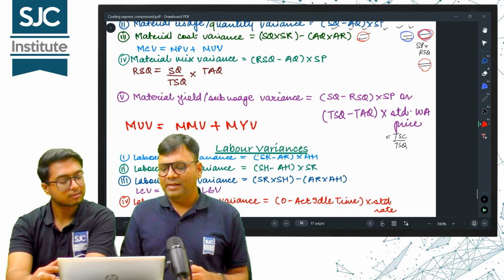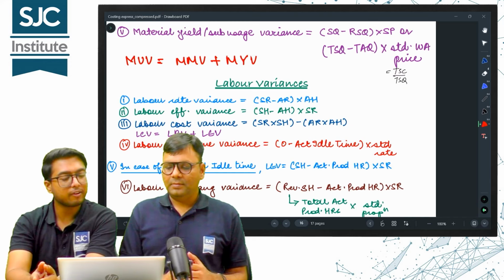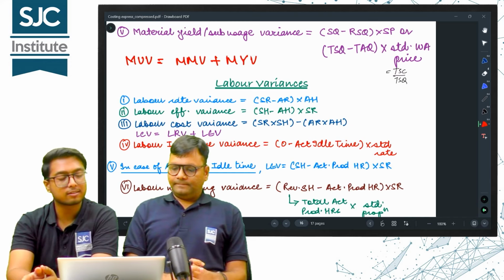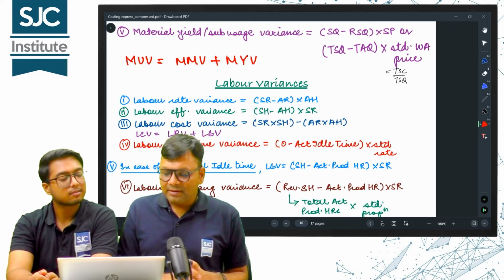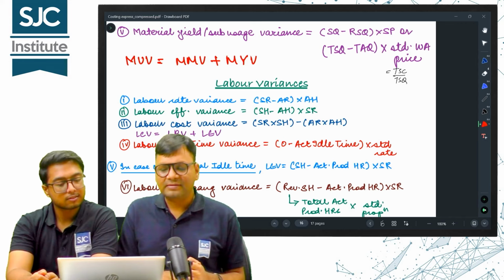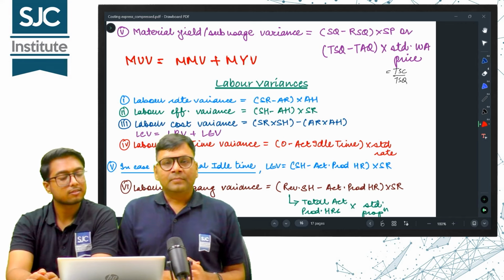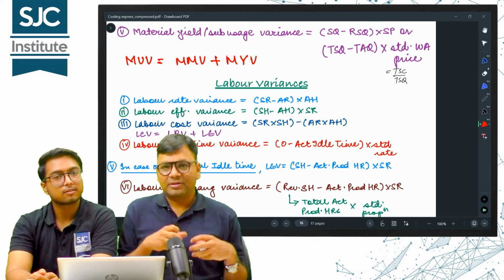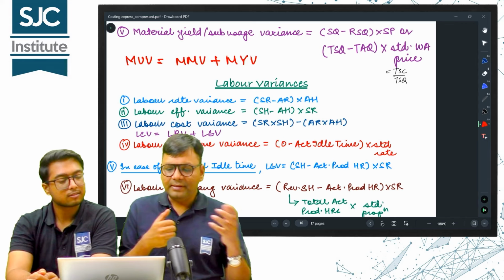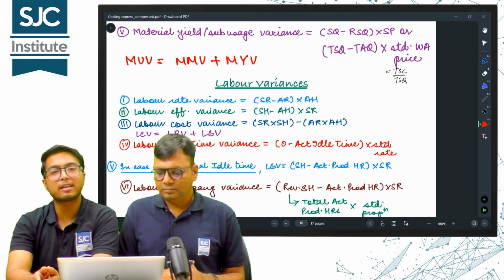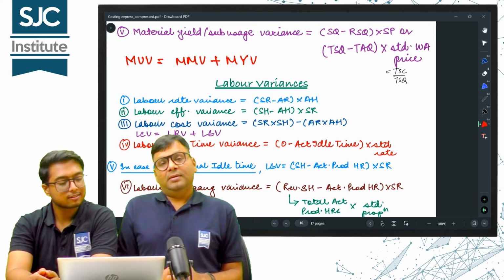Let's come to the next one, labor variance. The labor rate variance is equal to standard rate minus actual rate into actual hours. Labor efficiency variance is basically a copy of material usage variance. It is standard hour minus actual hour into standard rate. And labor cost variance is a combination of rate and efficiency, and it will be equal to standard rate into standard hour minus actual rate into actual hours.